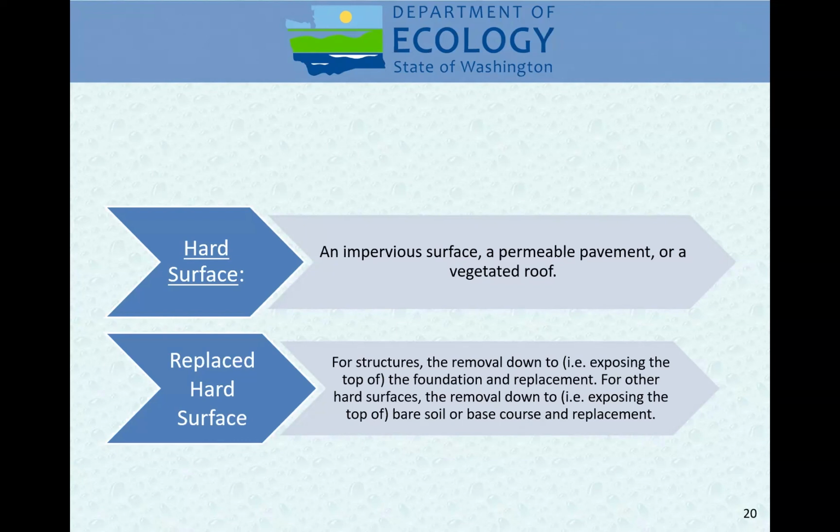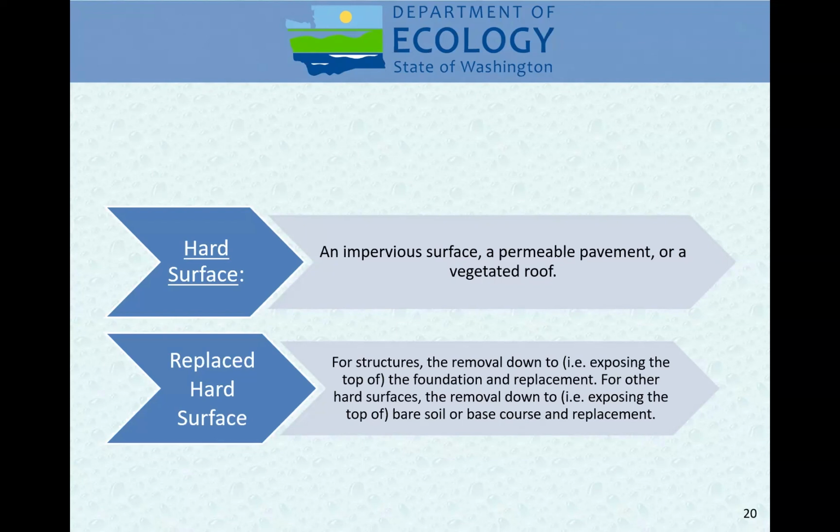So we use hard surface a lot in our flow charts. And hard surfaces are an impervious surface, a permeable pavement, or a vegetated roof. And people ask us why we define hard surfaces. Well, we're trying to avoid someone coming in and saying, well, I'm putting in 8,000 square feet of permeable pavement. Therefore, I don't exceed the 5,000 square feet of impervious surface. Therefore, I don't have to submit anything. And because now I'm not submitting anything, oh, by the way, I can now put in impervious because I don't have to do anything.